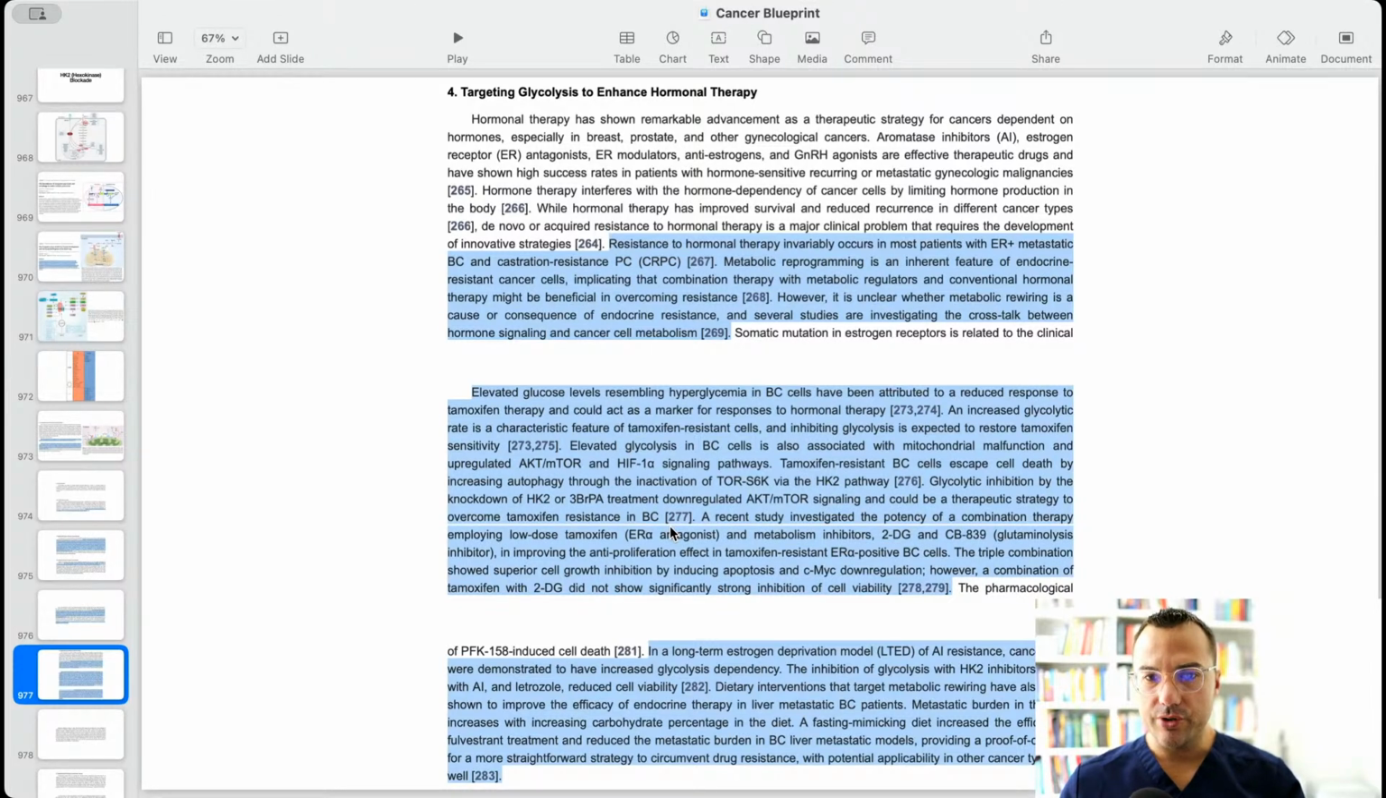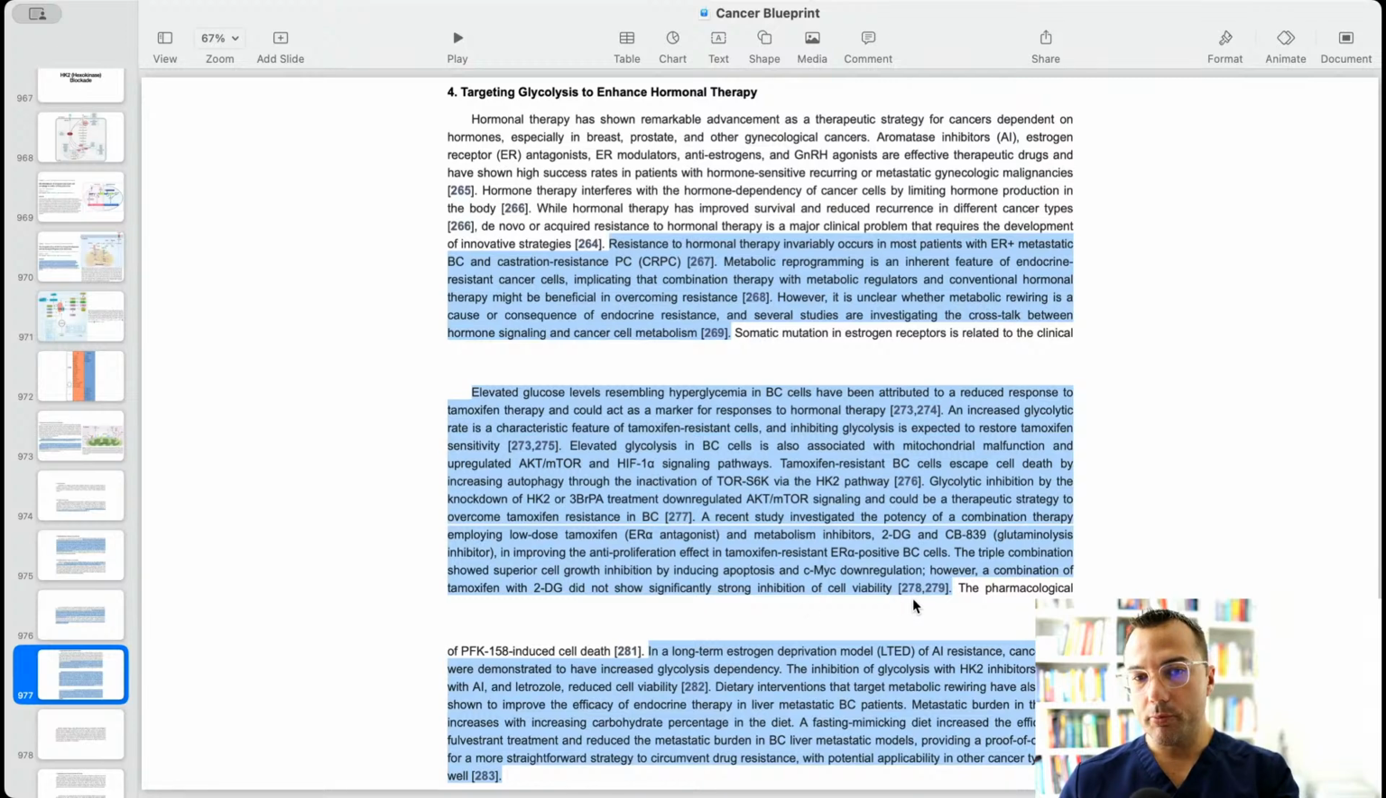A recent study investigated the potency of a combination therapy employing low-dose tamoxifen, an estrogen receptor alpha antagonist, and metabolic inhibitors 2DG and CB839. How about that? That's basically like Seyfried in a bottle, right? 2DG and CB839 improved the anti-proliferative effect of tamoxifen in resistant ER alpha-positive breast cancer cells. The triple combination showed superior cell growth inhibition by inducing apoptosis, or programmed cell death, and c-MYC downregulation. However, the combination of tamoxifen with 2DG did not show any significant inhibition of cell viability. So it just goes to show that if you shut down glycolysis, glutaminolysis is still there, and therefore it's not going to have the effect you're looking for. It's going to be better than nothing, but it's not going to have the effect you're looking for.